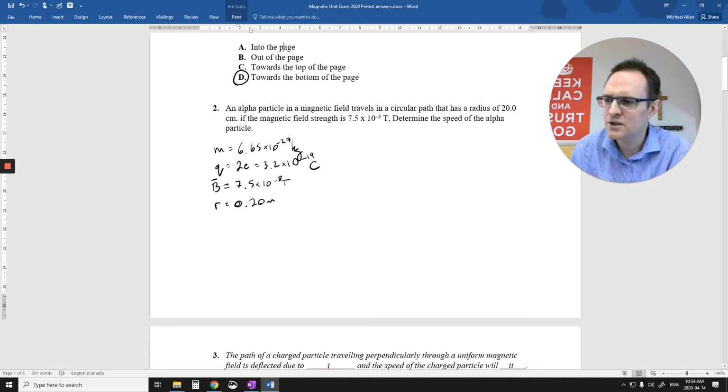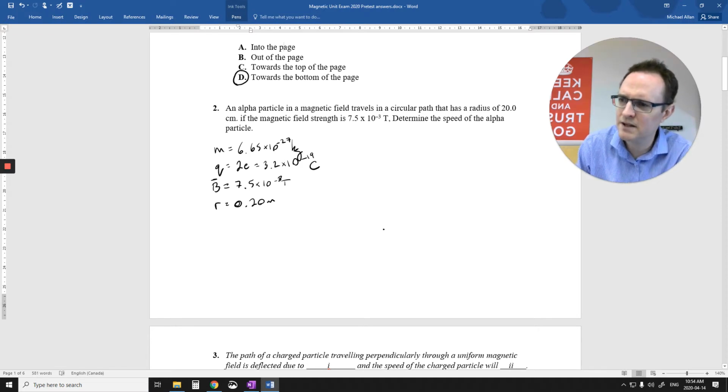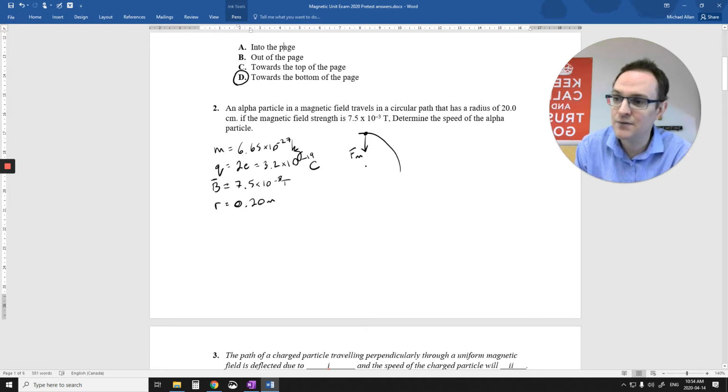Determine the speed. So when this is going around in circles, we have to determine what force is causing this. In this case, when an object is moving in a circle in a magnetic field, that's going to be my magnetic force, and a force that acts towards the center as this particle moves around, anything that acts towards the center we can label as the centripetal force. So these two magnitudes have to be the same.